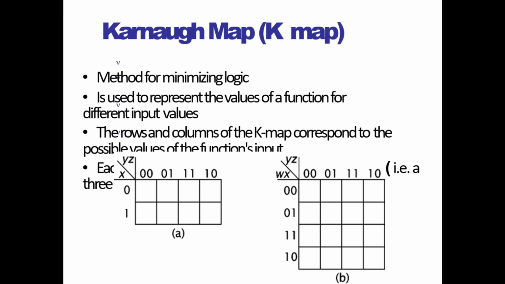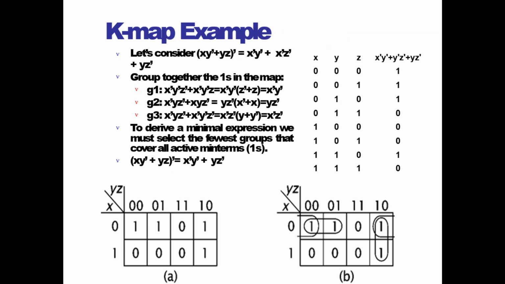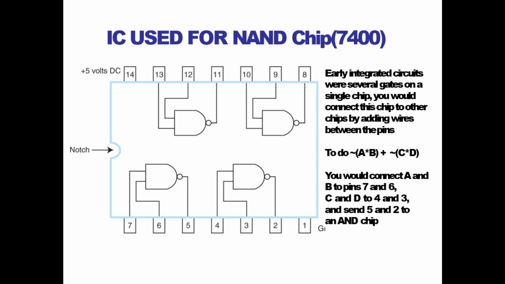We have a K-map, a method for minimizing logic, used to represent the values of a function for different input values. The rows and columns in a K-map correspond to the possible values of the function inputs. Here is a K-map example. An integrated circuit is used for NAND.